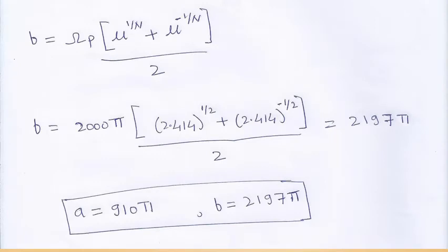Once we have the value of minor axis, the next step would be to compute the value of major axis, which is denoted by B. The formula to compute the value of major axis is displayed on the screen. Once you substitute the values, that is omega p and the value of mu, you get the value of major axis B as 2197 pi. So with us we have two values, the value of A and the value of B.